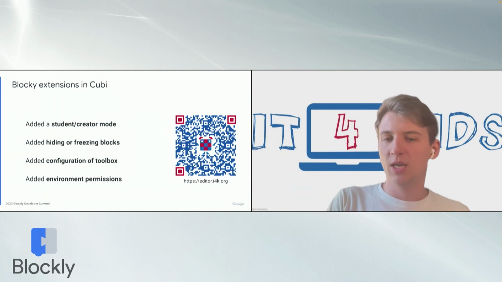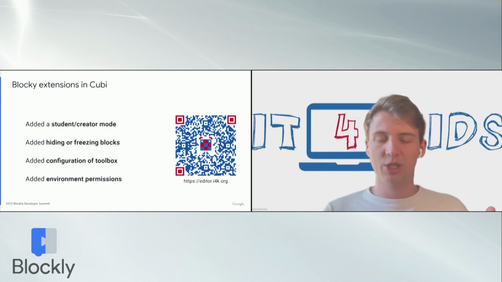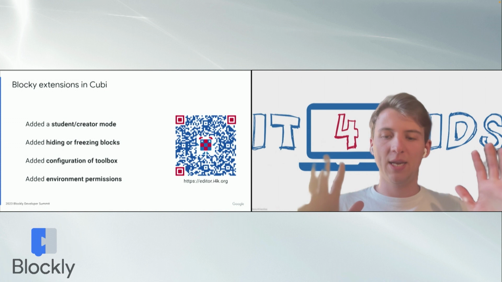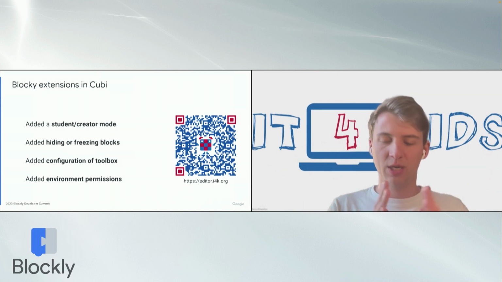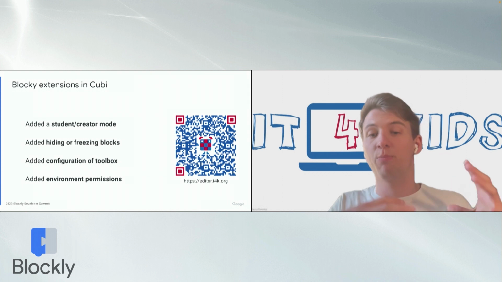Some examples of that include hiding or freezing certain blocks, which is a functionality that Blockly itself, as far as I know at least, doesn't really support at the moment. So you can create a block and it can be frozen in space so the children can completely see it, but it's not possible at all to interact with it. So you can look behind the scenes, but you can't break it.